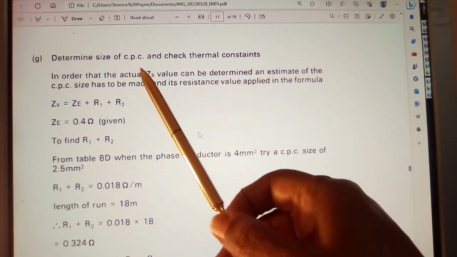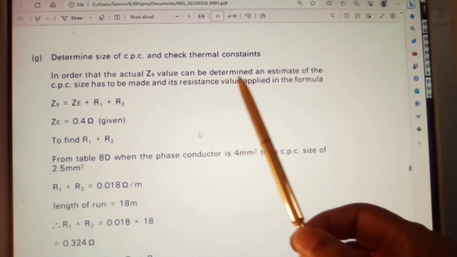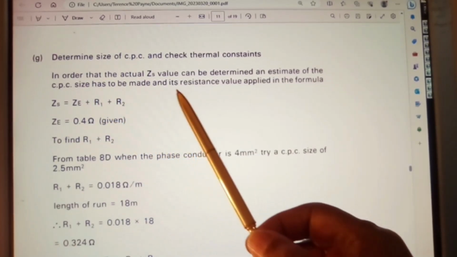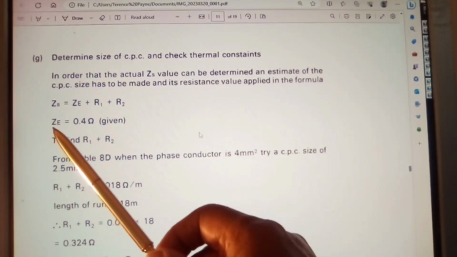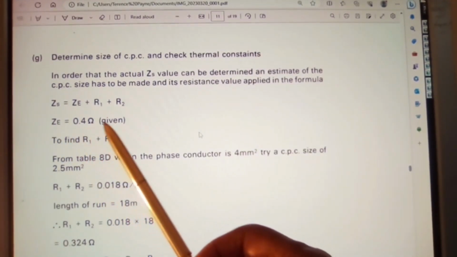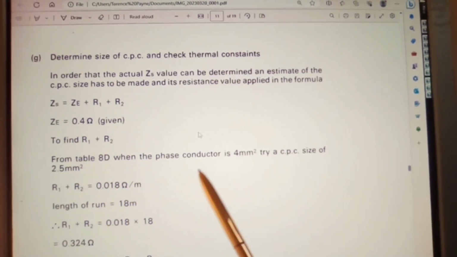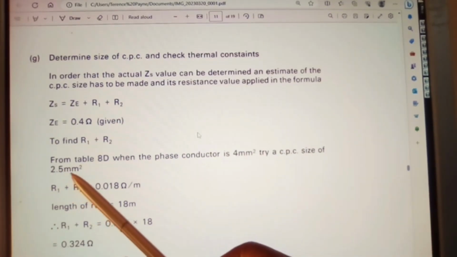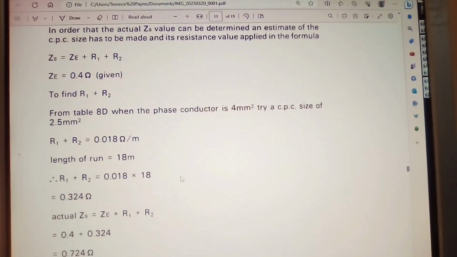Determine size of CPC and check thermal constraints. In order that the actual ZS value can be determined, an estimate of the CPC size has to be made and its resistance value applied in the formula. Okay, ZD 0.4 ohms given, to find R1 plus R2 from table 8D. When the phase conductor is 4 mm, try a CPC size of 2.5 mm. And you would probably find that 2.5 mm will actually be sufficient. Okay.